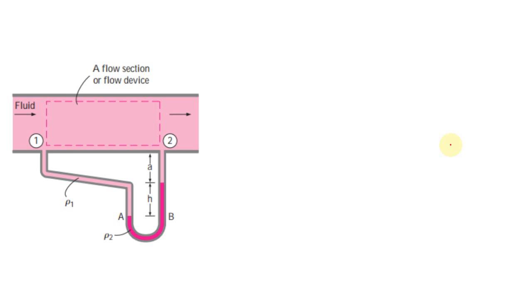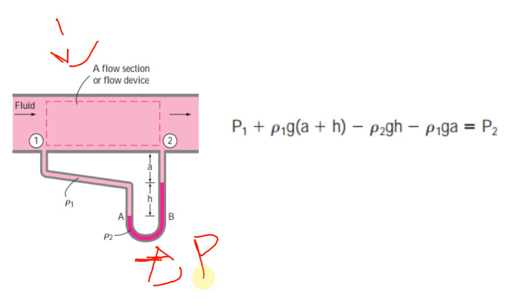Okay, and we've also seen this. I've asked you to put down your thoughts, and so here we have a flow section, and in this flow section we have a manometer, and usually you use this manometer to measure the pressure drop along the flow. So we use this analysis. So from previous discussion and examples you will have this equation. So you have point 1.